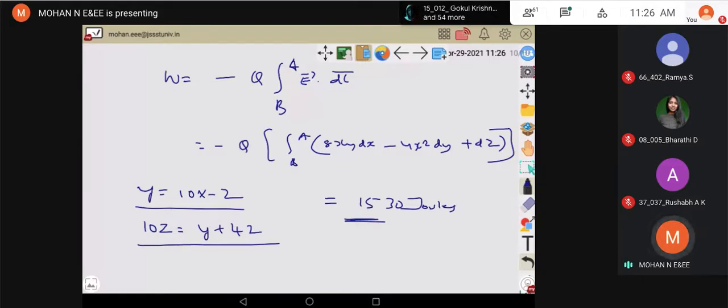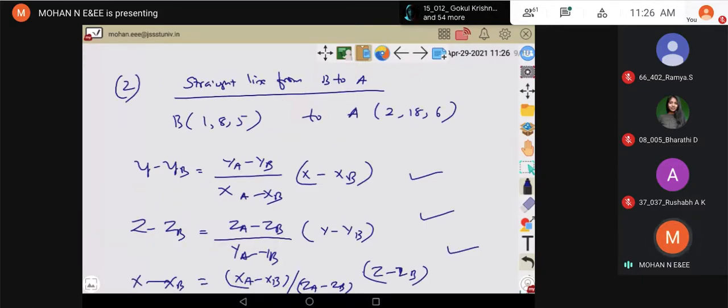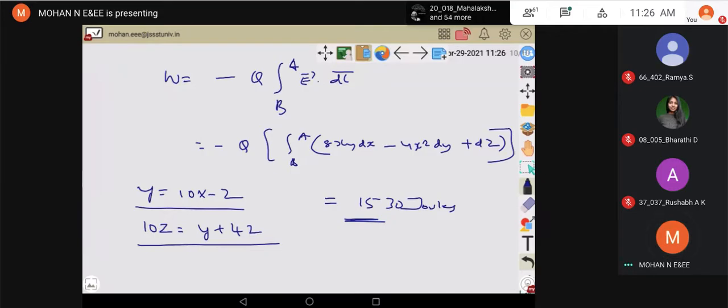Okay, so you can use any two of these three equations to get the linear coordinate equations in terms of x or in terms of y or in terms of z. Okay, and then you can simplify the integral expression, and if you substitute the limits, you'll get the same answer. You should get the same answer.